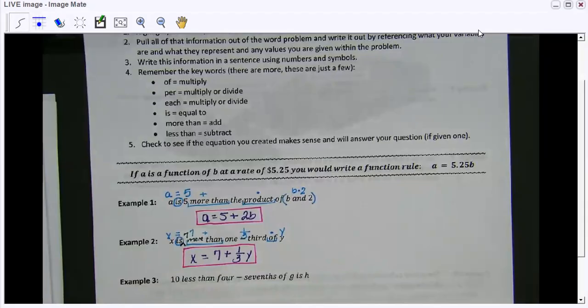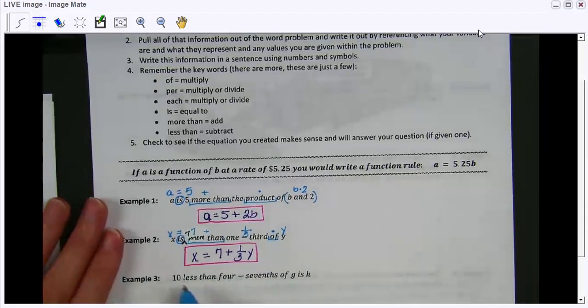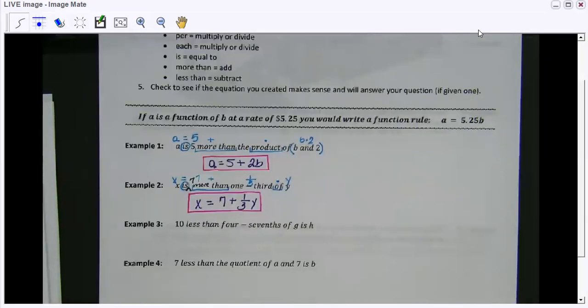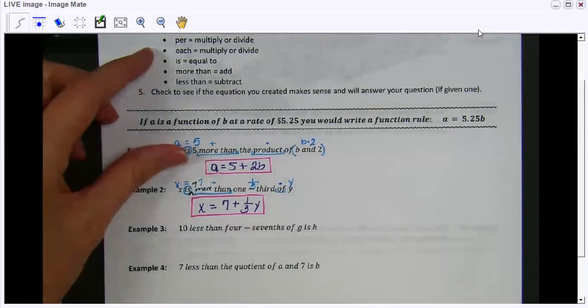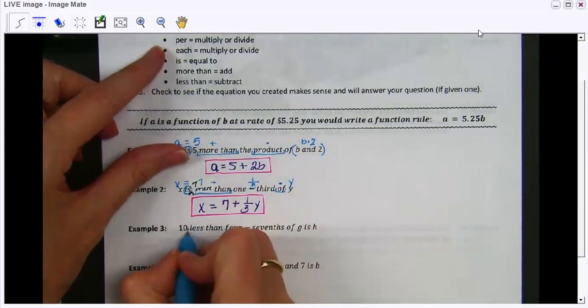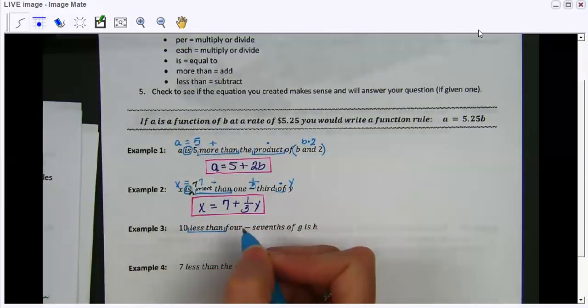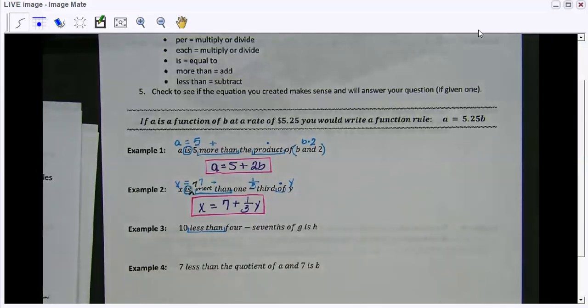So example 3, we have 10 less than 4/7 of G is H. It's a little bit reversed from our other one. So let's annotate this a bit. One thing that you need to know is that when you have less than in a problem, you're taking the term before the less than, and you're actually subtracting it from the term after the less than. So you have to switch them.